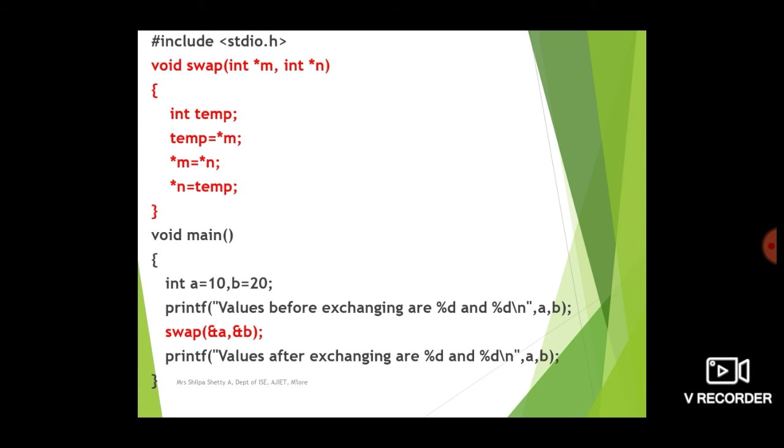So first let us see the main function. In main, the first two lines are the same: int a = 10, b = 20. Then we will display the values of a and b before calling the swap function. So now we will call the swap function.